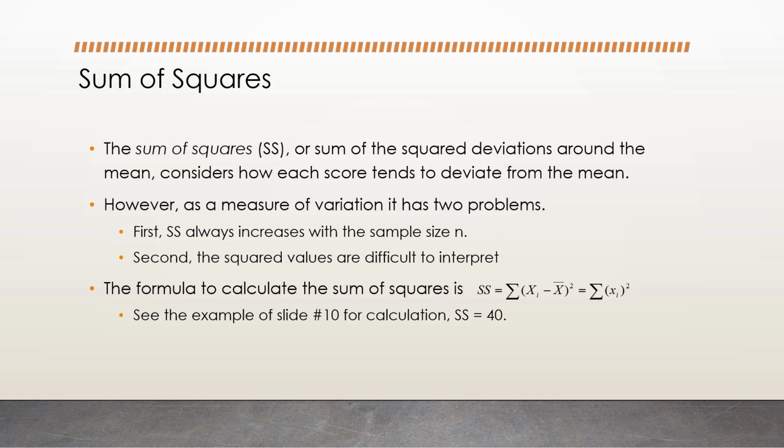Sum of squares is not a popular measure of variation because it has 2 problems. First, sum of squares always increases with the sample size. Second, the squared values are difficult to interpret. With that being said, sum of squares is an important concept to understand. Not only will we encounter it frequently in inferential statistics, but it also forms the foundation for the next 2 measures of variation.